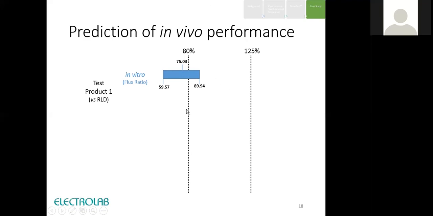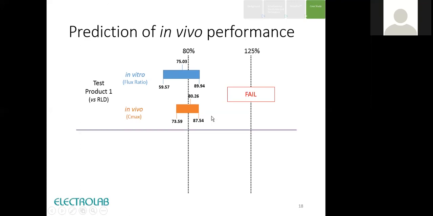So seeing the in vitro flux ratio data, we assume that the formulation is not going to pass in the bio studies. Here we are comparing it to actual in vivo data on Cmax. The mean Cmax lies very close to the 80% mark, and these are the 90% confidence intervals. So based on both in vitro and actual in vivo studies, this test product 1 failed in the bio studies.